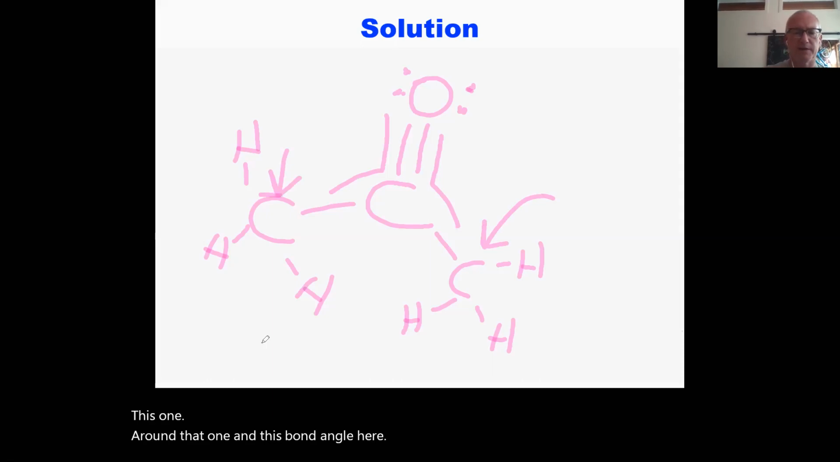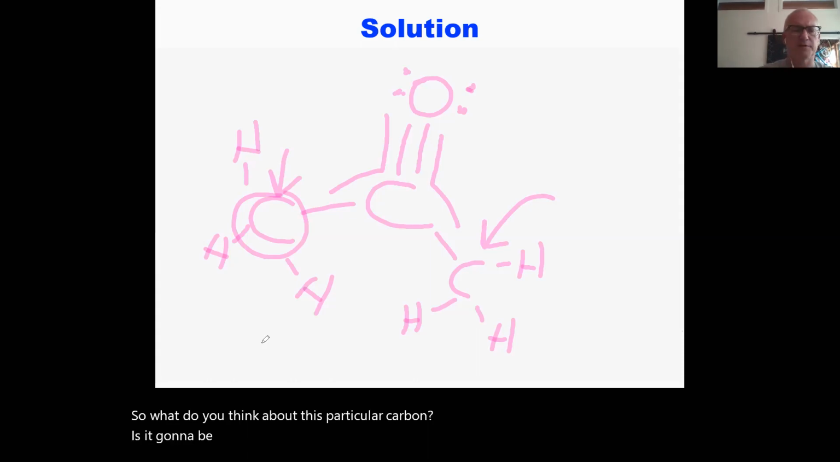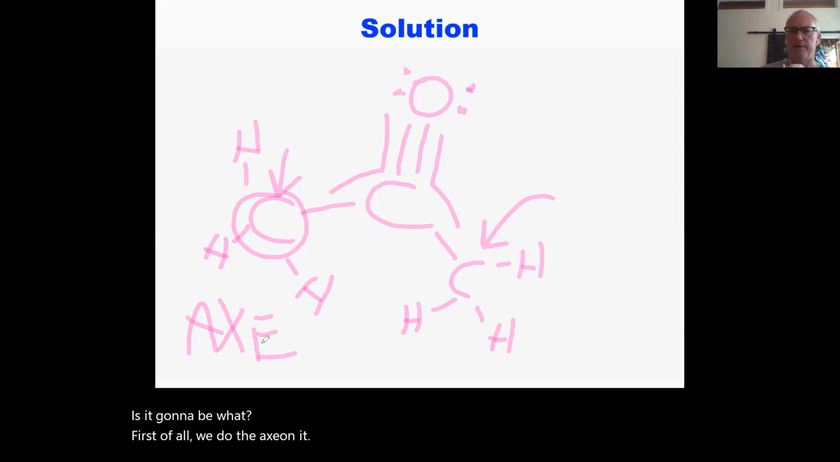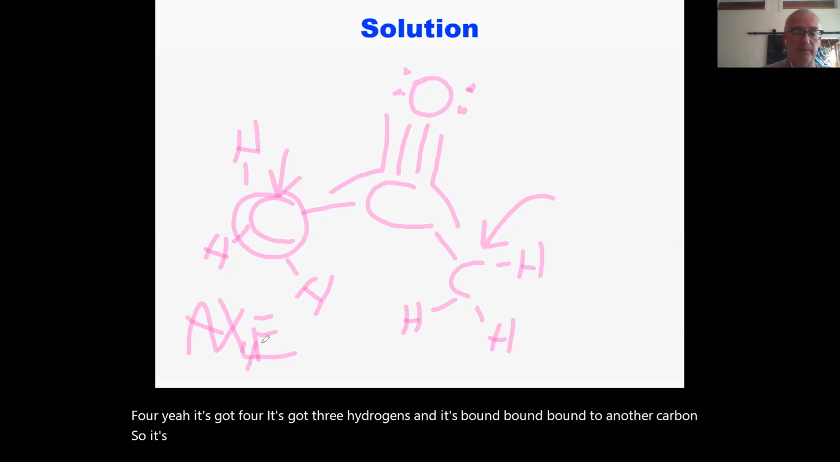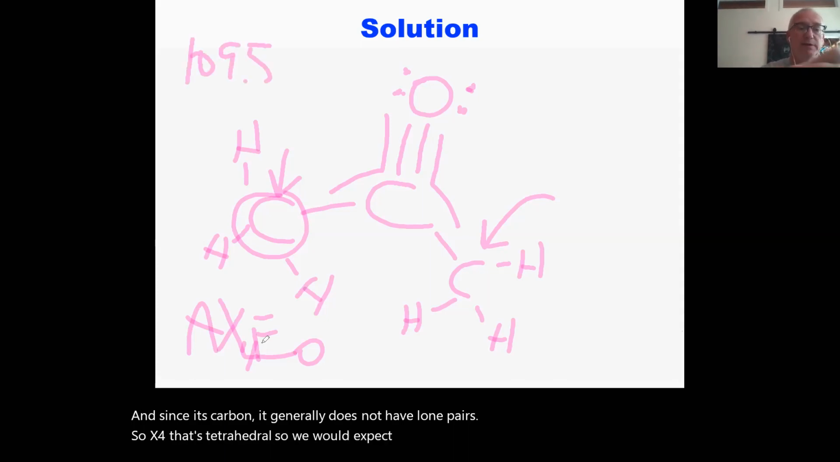So what about this particular carbon? First of all, we do the AXE on it. How many bonding groups does it have around it? Four. Yeah, it's got four. It's got three hydrogens and it's bonded to another carbon. And since it's carbon, it generally does not have lone pairs. So AX4, that's tetrahedral. So we would expect around 109.5 degrees or so.